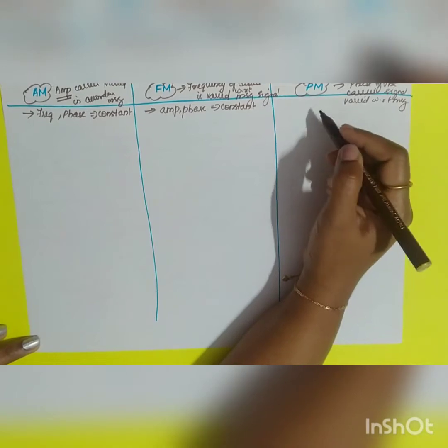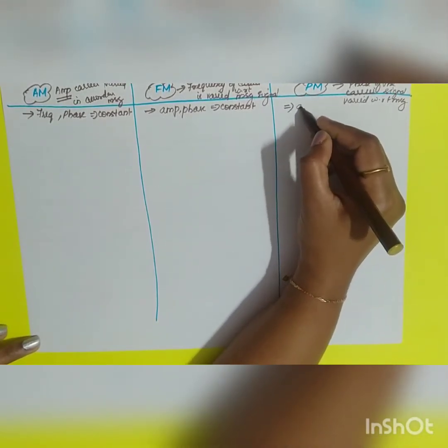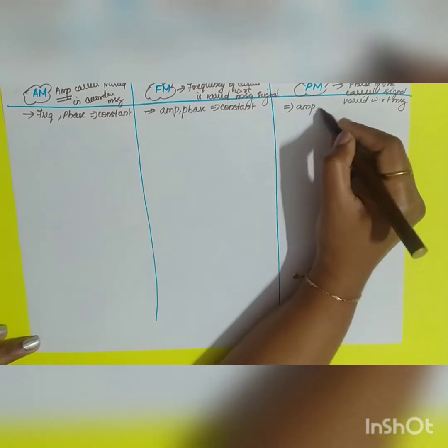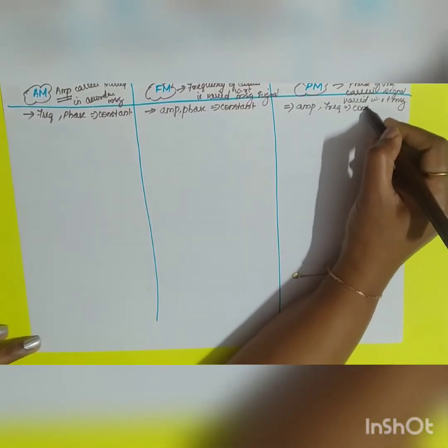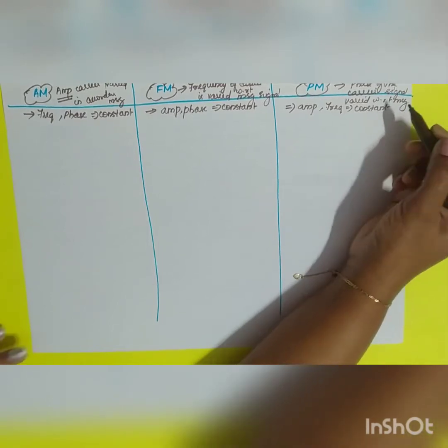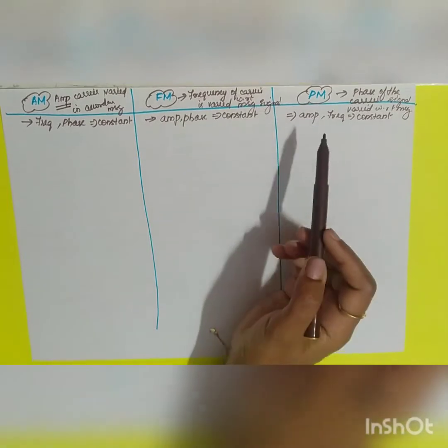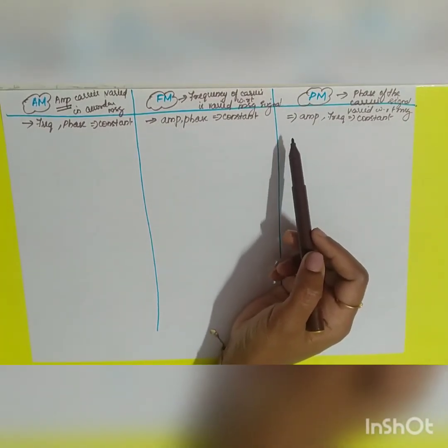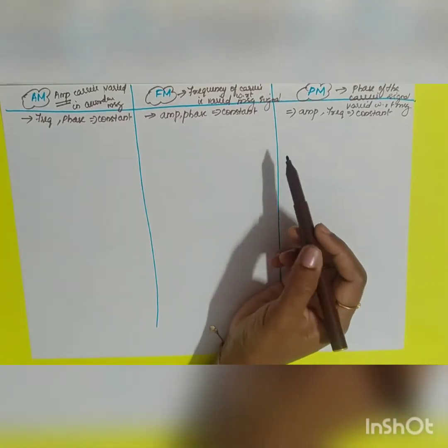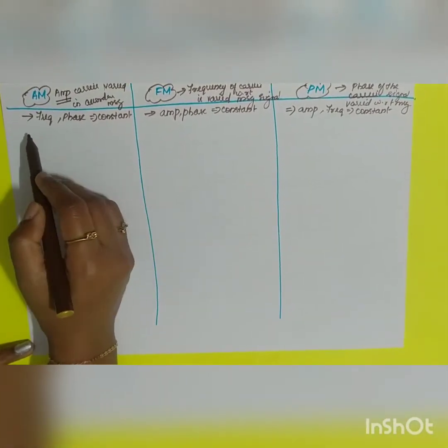Similarly, in the case of phase modulation, what are the other two factors? Amplitude and frequency will remain constant in the case of phase modulation. So frequency modulation and phase modulation come hand in hand. They are closely related to each other. So let us see what is meant by amplitude modulation by means of a diagram.